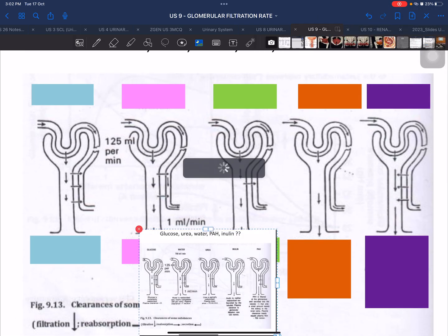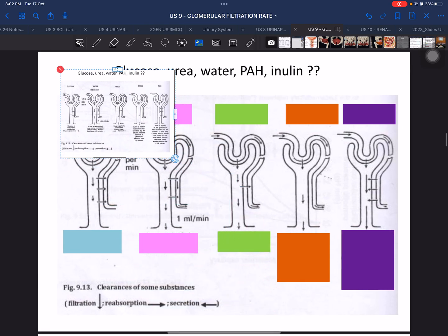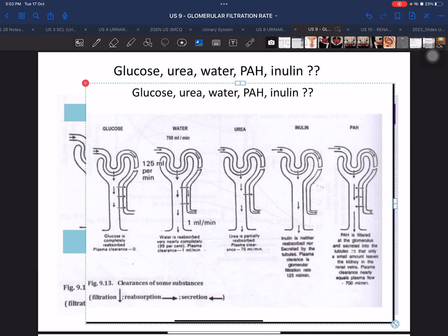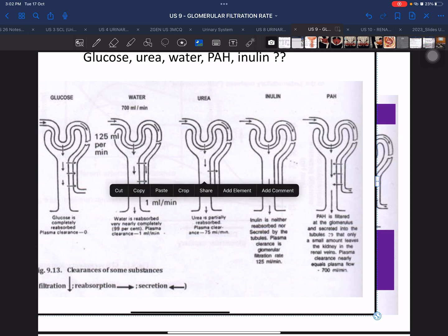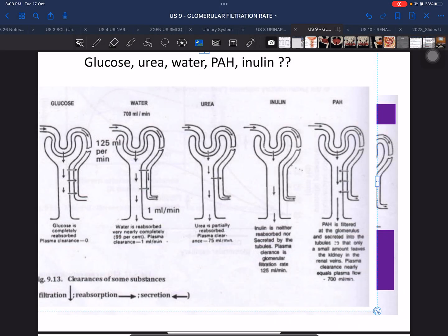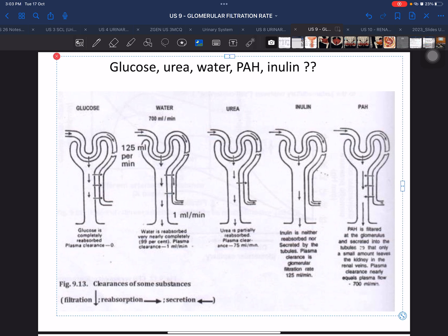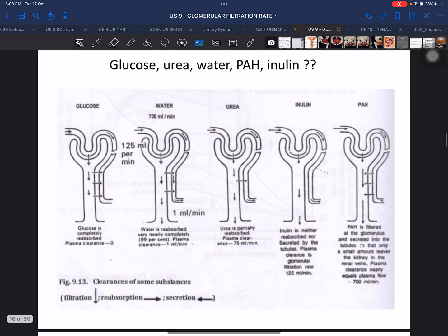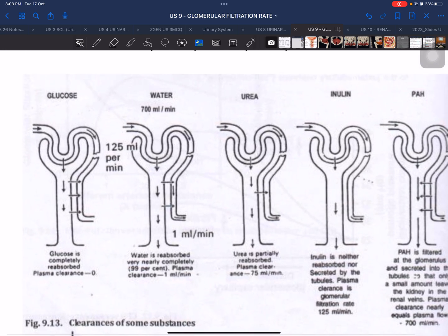So how much is excreted is like 1 ml per minute. So we can say that the plasma clearance of the water is 1 ml per minute. How about urea? Urea is filtered, but it's partially reabsorbed. For most substances there are two arrows for reabsorption, but here there is just one, so it's partially reabsorbed. So the clearance will be higher than the water.